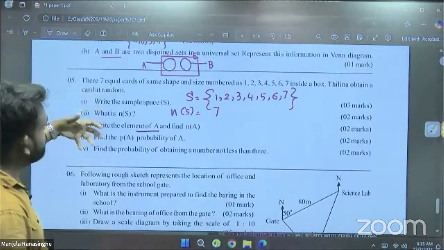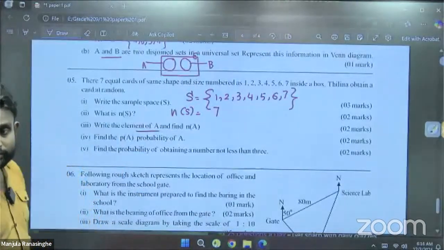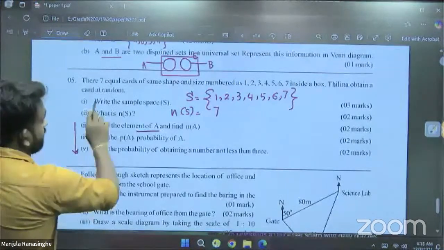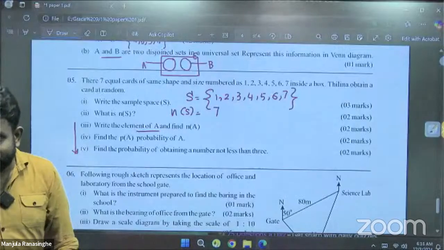Like maybe an even number or an odd number, whatever that event is, it has to be specified. So we cannot move forward with these three parts, as event A is missing. Did anyone do it?